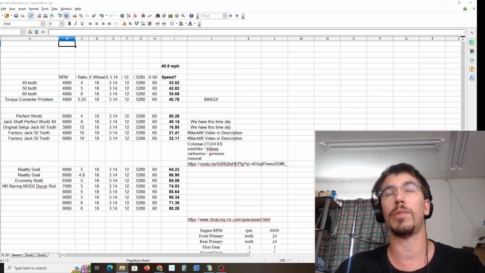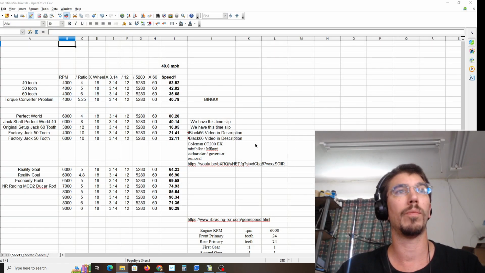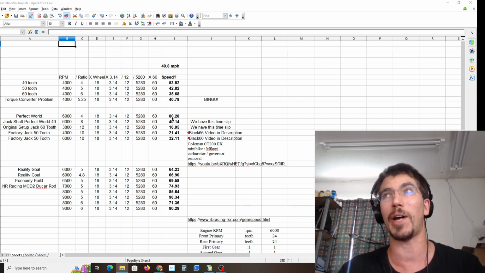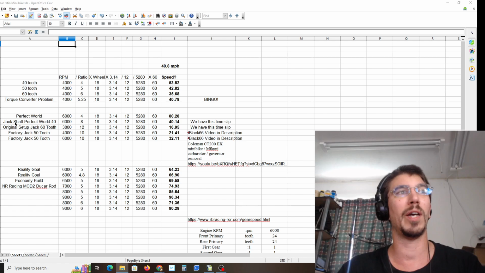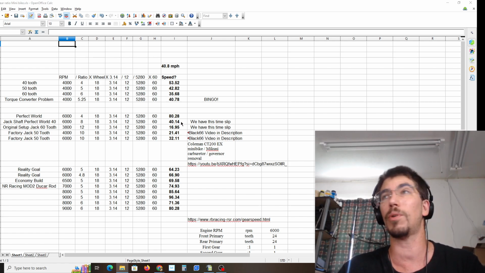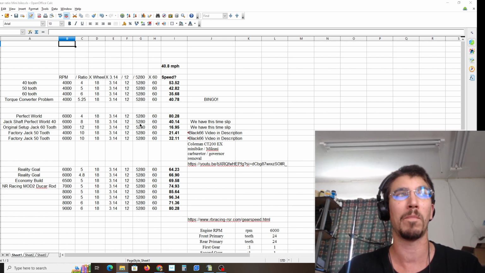So what do we come down to? What do we got right now? We have, in a perfect world, 6,000 RPM with a 40 on the rear. We should be able to pull off 80 miles per hour. On the other hand, we have the jack shaft, which had a 40 tooth on the rear. We pulled 6,000 RPM without any issue whatsoever while running the jack shaft, and we have a tried and true 40 miles per hour. We proved it over and over again.